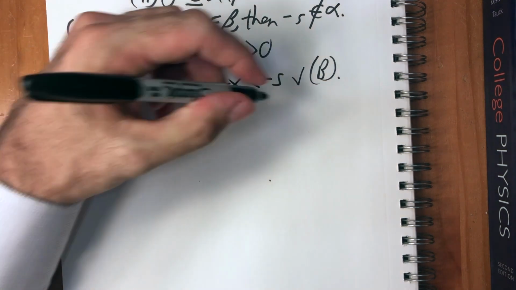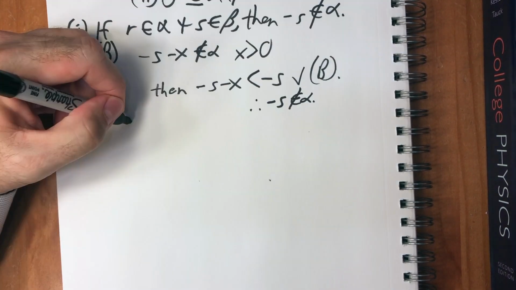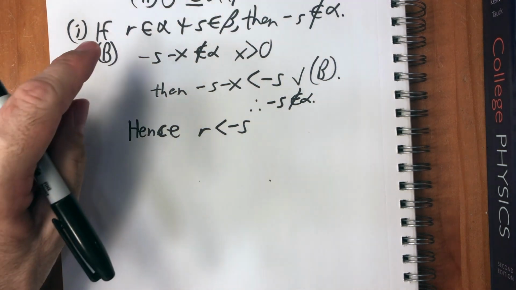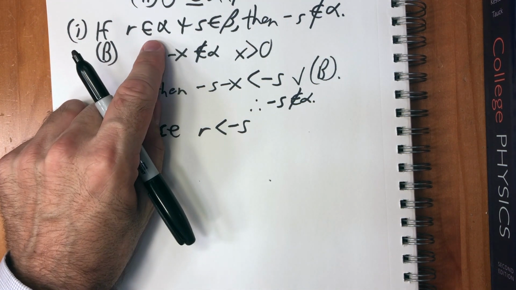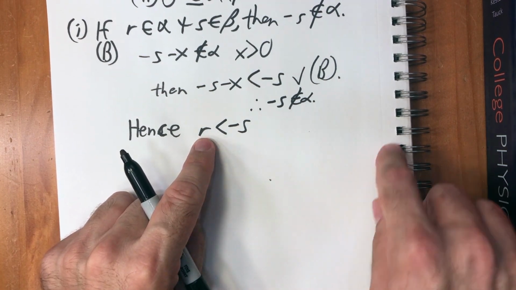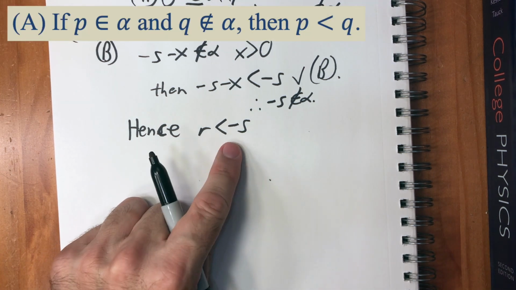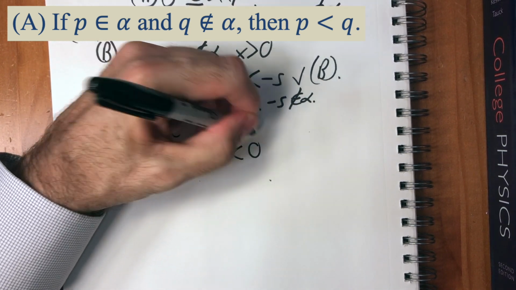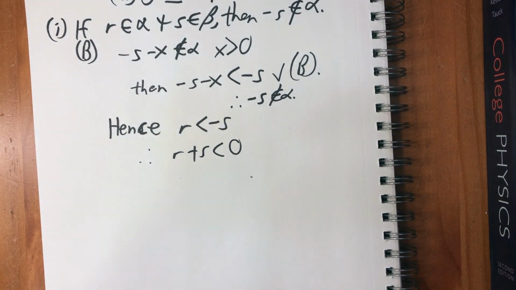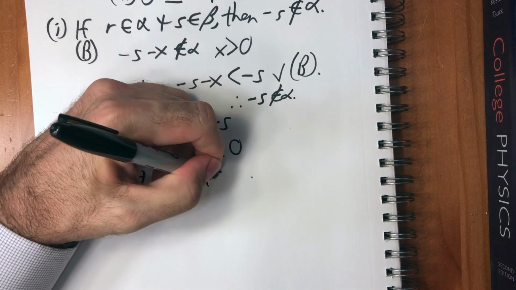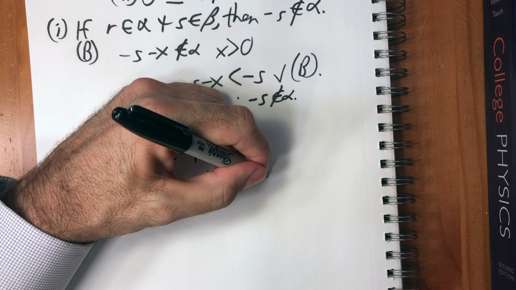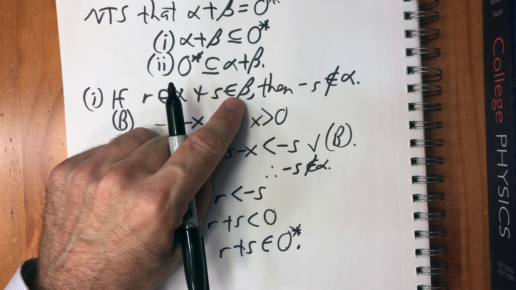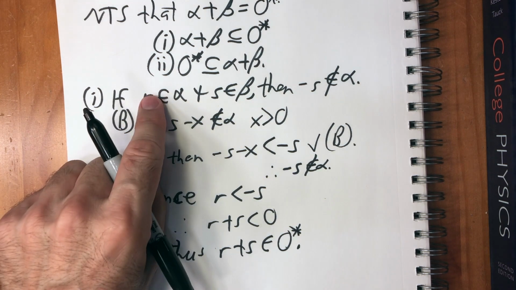That's B. Okay, so minus s is not in alpha. That means that r has to be less than minus s, because r is in alpha. If minus s isn't in alpha, then it has to be outside of alpha, so it's going to have to be bigger than r. That's A. So if r is less than minus s, if we move this over, r plus s is less than 0. That means that r plus s is an element of 0. Okay, good. And we started with r is an element of alpha and s is an element of beta. So r plus s is an element of alpha plus beta.